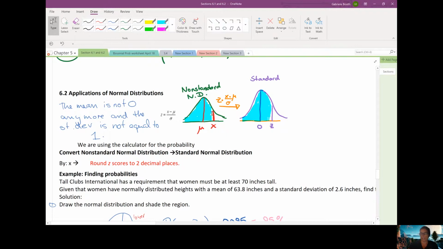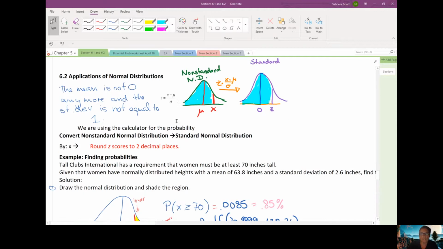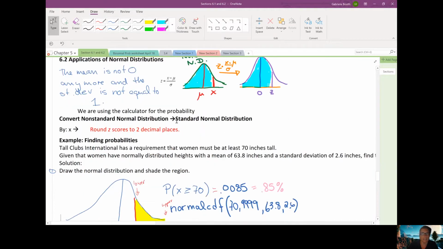What we did pre-calculator, yes, when I was in school, we basically had to convert and find the z-score and then look at the table. Luckily for us, we don't need to do that anymore because the calculator can just handle any kind of mean and standard deviation.